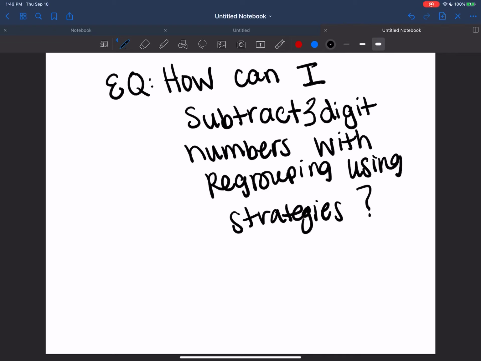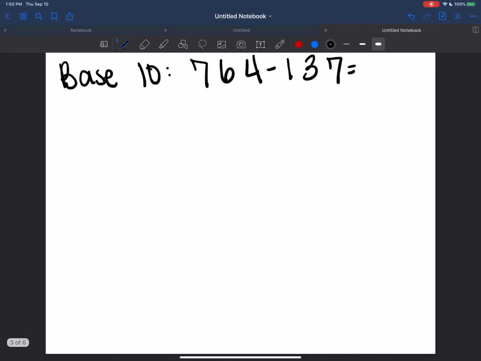Everyone, today we are going to be reviewing how we can subtract three-digit numbers with regrouping using strategies. So our EQ, or our essential question for today, was how can I subtract three-digit numbers with regrouping using strategies? So what I'm going to do is solve the same problem and use all of the strategies: base 10, expanded form, and number line.